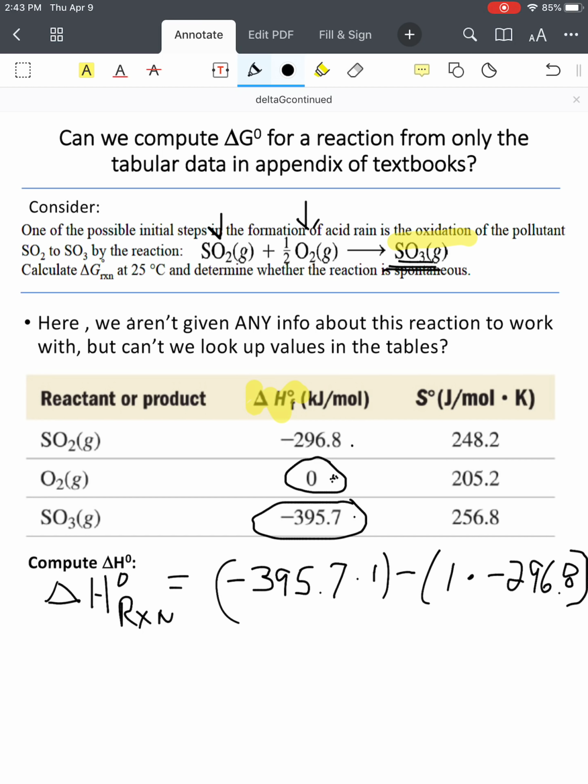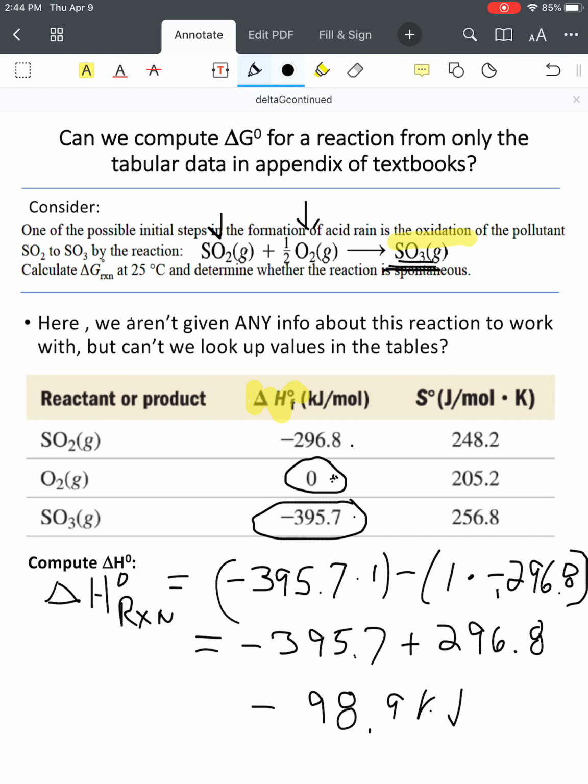So I'm kind of fortunate in this case because I ran out of space on my slide, but I don't even need to worry about the term for oxygen because it's just 0. So if I'm going to compute my delta H then, I have my negative 395.7 times 1, which is negative 395.7, and then I'm going to add 296.8. Both of those have kilojoule per mole unit, so the units drive. I've got to do that because, again, this was a negative, and two negatives make a positive, if you want to think about it that way. So if you do the math, you get negative 98.9 kilojoules.